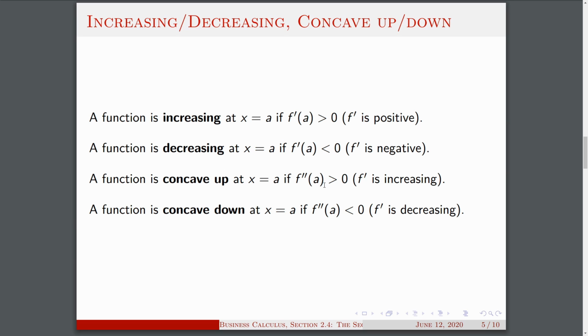A function is concave up if its second derivative is positive. That also means that f prime is increasing. The second derivative tells us how f prime is changing. So if the second derivative is positive, that must mean that the slope of f prime is positive, meaning that it's increasing. And a function being concave down means that the second derivative is negative, which means that the slope of f prime is negative. In other words, f prime is decreasing.